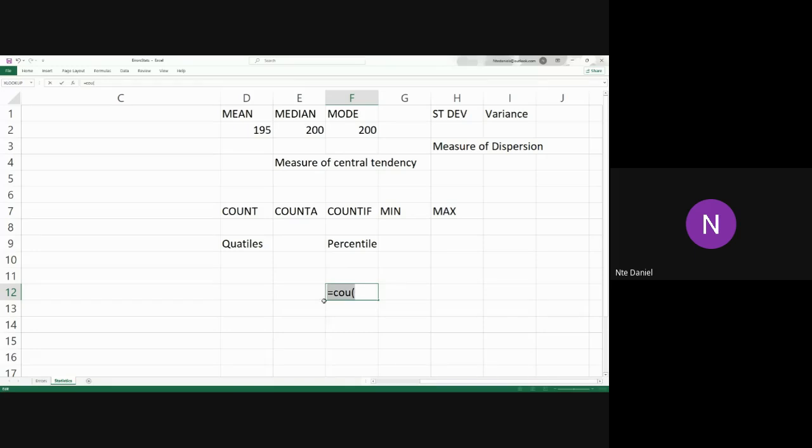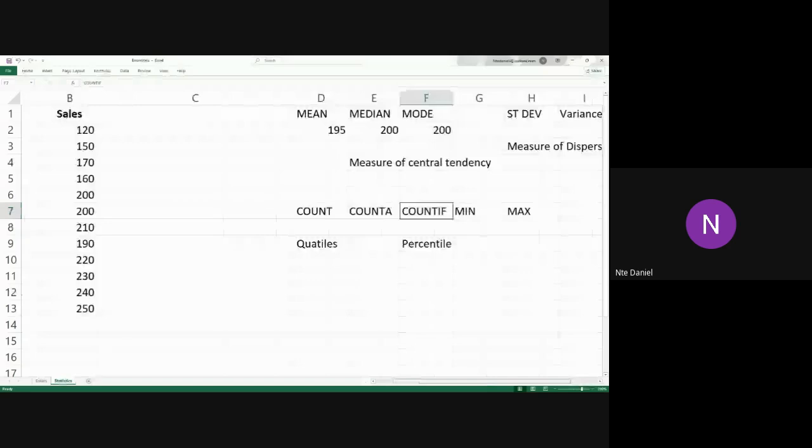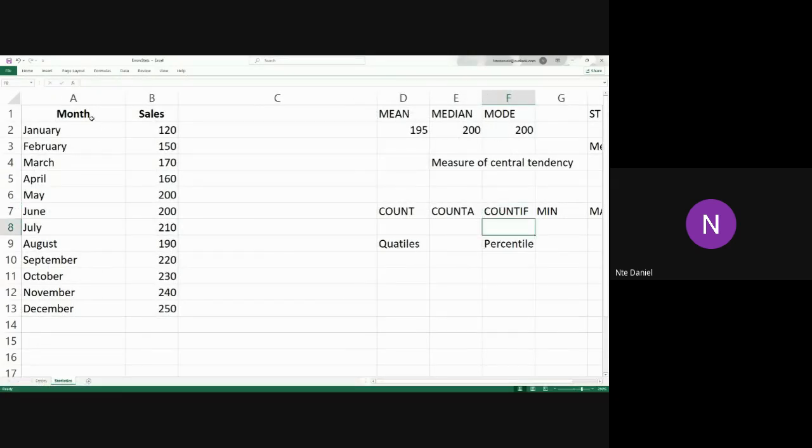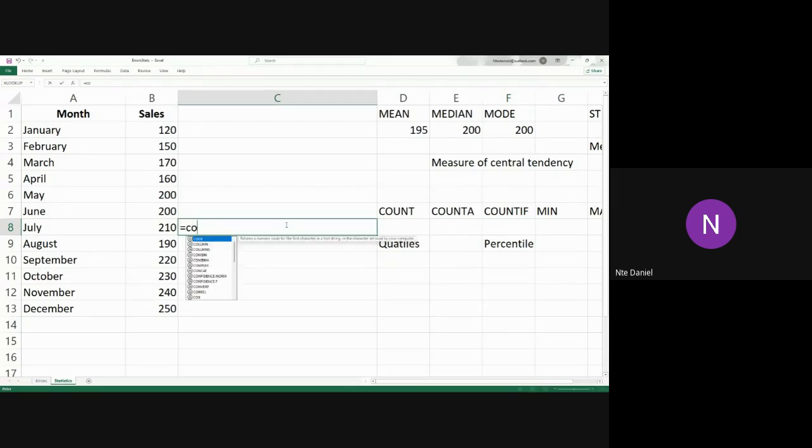Now, the count if is a function in Excel that only counts based on a criteria, just like the if statement. So if I say, okay, fine, I would love to know how many months here did you make above 200 sales? I would love to know, right? I'll come here and go equal to count if. So what's going to be my range? My range is this. What's going to be my criteria? Comma. My criteria now will be greater than 200, right? I'll close this and I'll press enter.